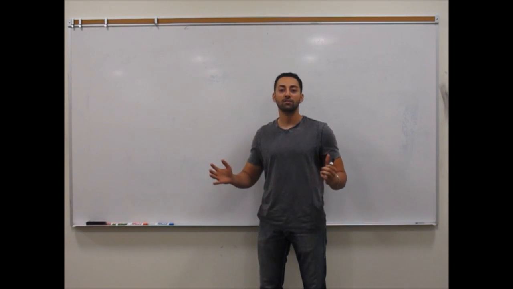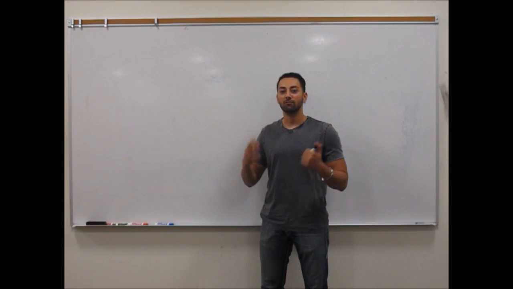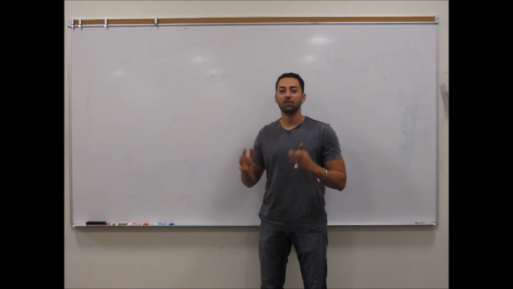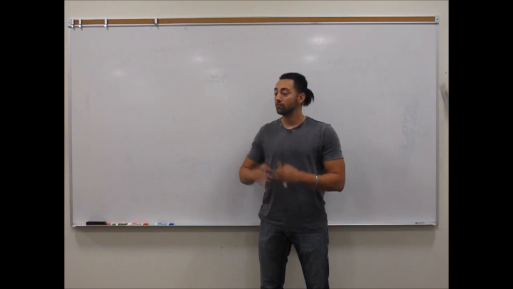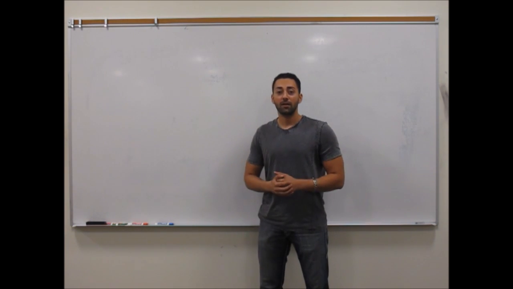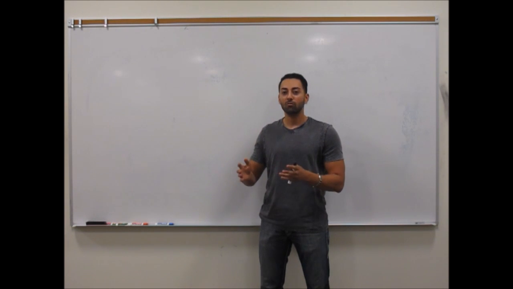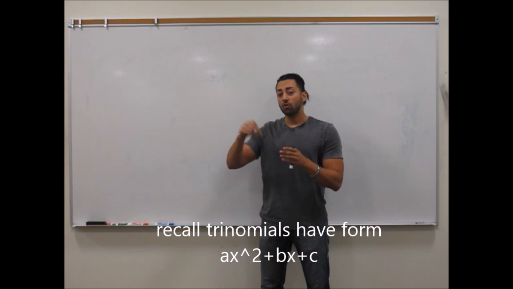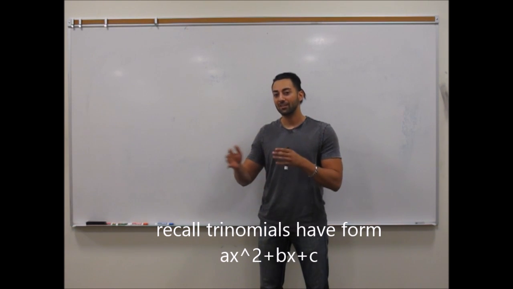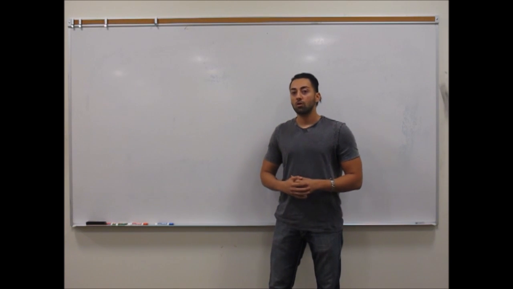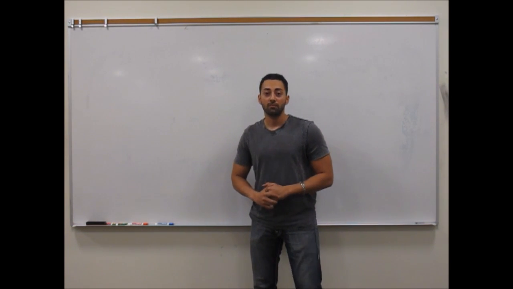Factoring. There are many different types of factoring, but we're going to focus on four main types today. We're going to start out with the basic factoring by the greatest common factor. Then we're going to be factoring by grouping. And finally, we're going to be factoring trinomials with the leading coefficient a being 1, and then we'll look at trinomials with the leading coefficient a being anything other than 1. So we're going to go ahead and start with the greatest common factor.